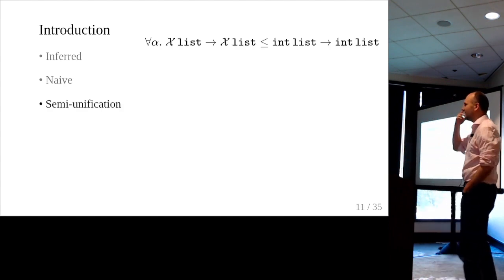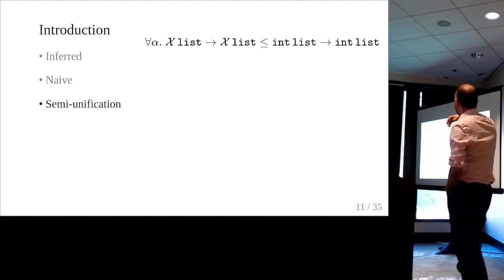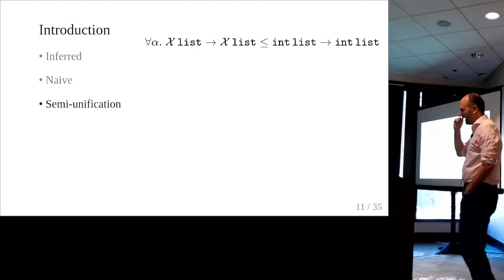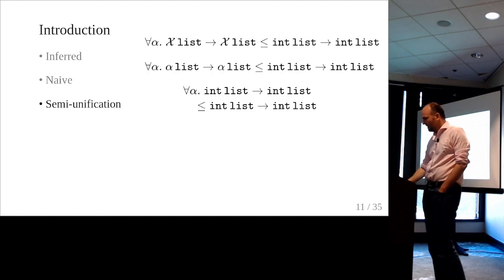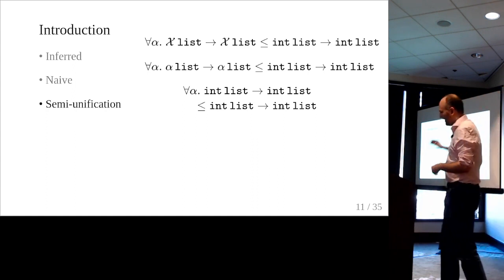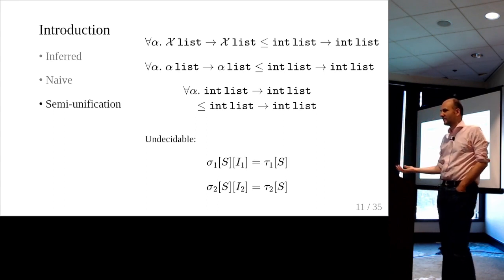I can give you a basic idea of it. So let's say you're trying to work out, you've got for all alpha, something list to something list, and you're trying to use it as an int list to int list. And fundamentally, you kind of have two options here. You can either fill in that weird x with an alpha and use the polymorphism and then instantiate it down to int list, or you could just say that x was int from the beginning. And unfortunately, this dilemma is equivalent to what's called semi-unification, which is undecidable.